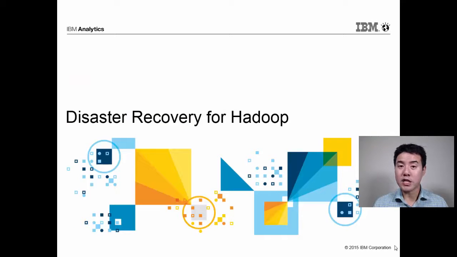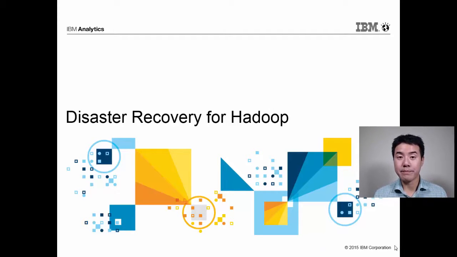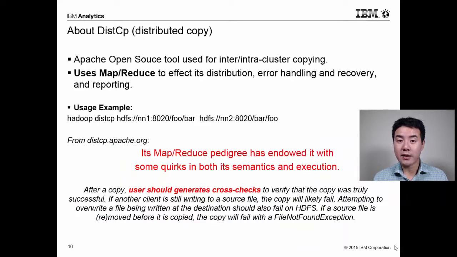Now let's talk about disaster recovery. Because while every distribution will say they can do replication over large distances, it's really important to understand how this objective is achieved with HDFS versus something like Spectrum Scale. A key technology we need to understand is something called distributed copy, or DistCP for short. This is an open source tool for copying files at scale. And the way it does it is through MapReduce.